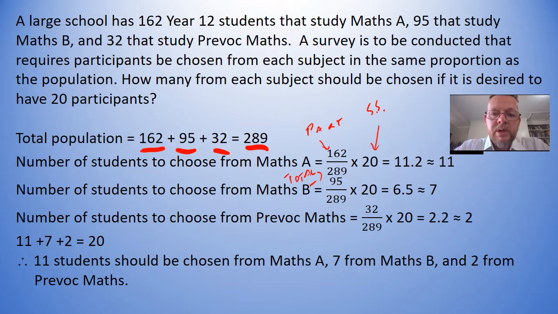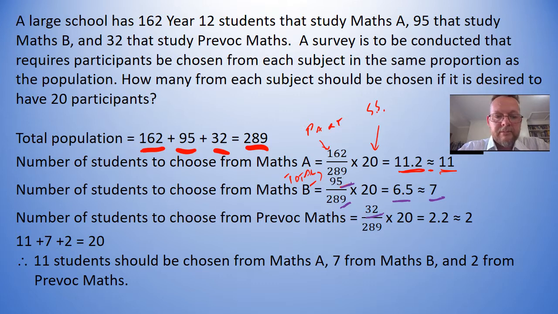So to work out the proportion, you put the part of the population, for example 162 maths A, over a total of 289 maths students, and then we're going to multiply it by 20 students in all. Now that's going to get 11.2, so we just round it off, so we say that's approximately 11 students. Now for maths B, there's only 95 students, so the part is 95 this time, over a total of 289, so that's 6.5 students. We'll round that off to 7, and then 32 pre-voc students.